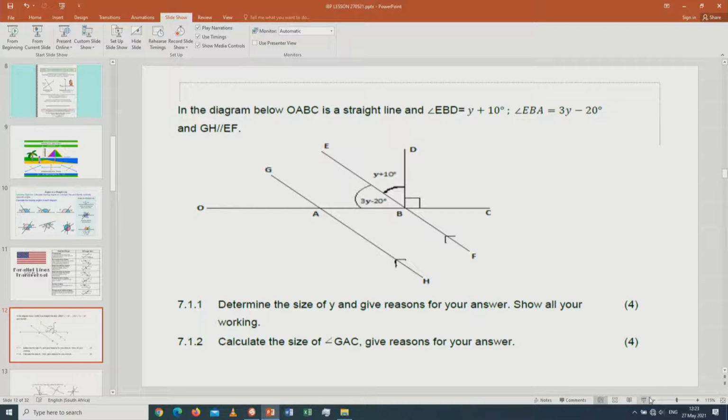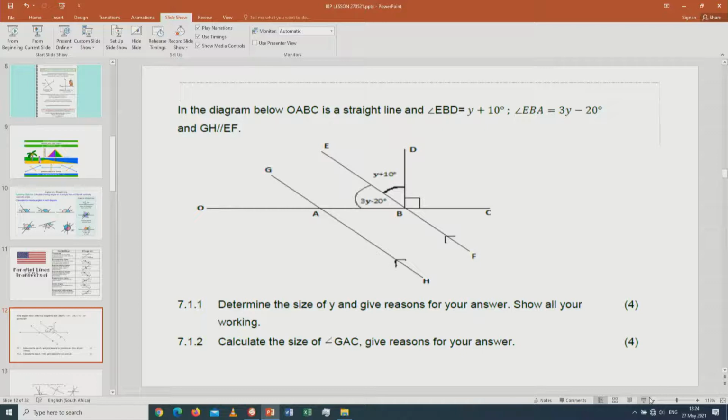When it looks like you are confused, then reread the question. Right. In the diagram below, OABC is a straight line. A straight line. You see, they call them keywords when you do essays or in English. So straight line. You still remember what straight line is saying to us. Straight line in mathematics says it will give you 180 degrees. Straight line in maths means 180 degrees. Right? And we'll go for angle EBD.